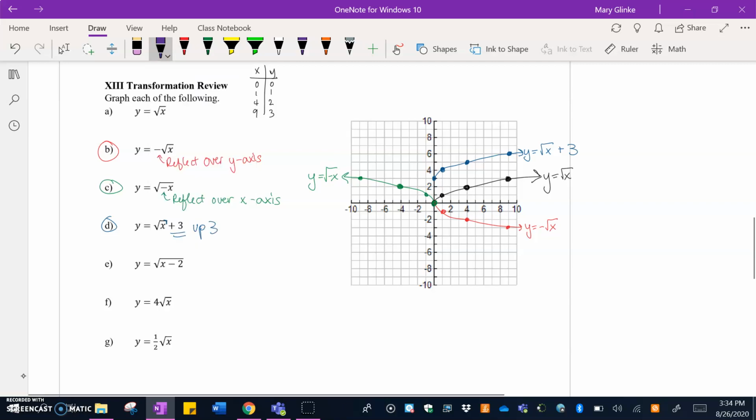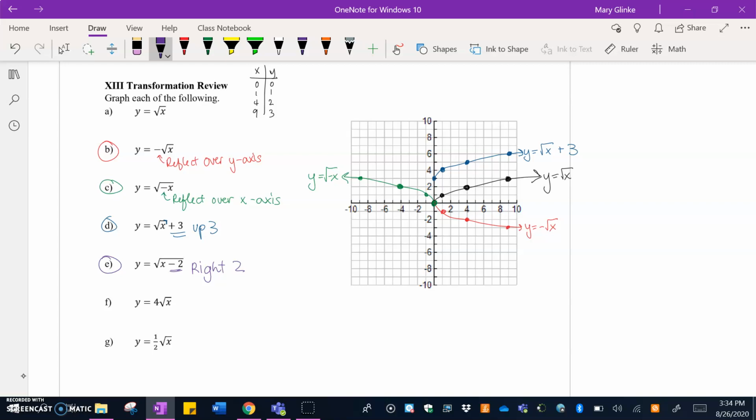Okay, let's go ahead and do it inside the square root now. Notice this minus 2 is inside, so it's going to affect your inputs. This minus 2 is going to do the opposite of what you think it's supposed to do. So this one is going to move the graph right by 2. Inside affects the inputs, and it does the inverse of what you think it should.